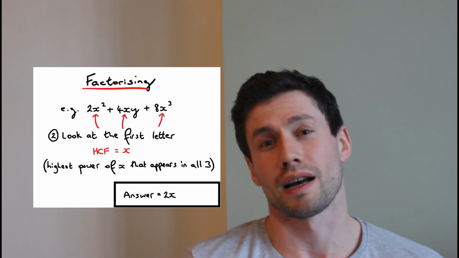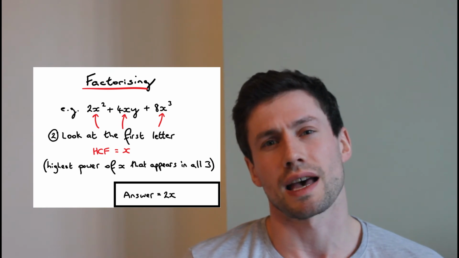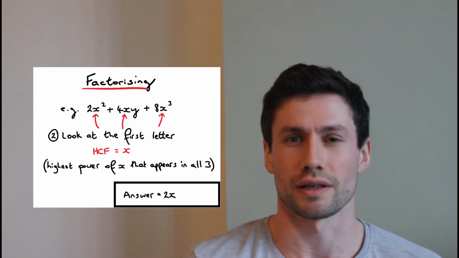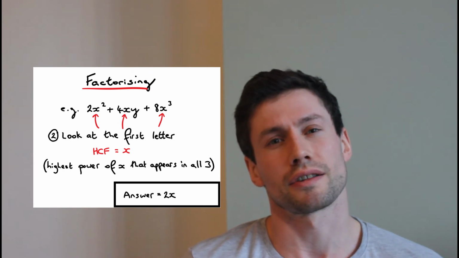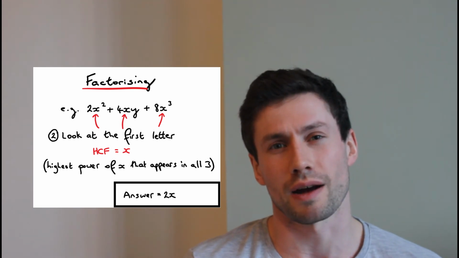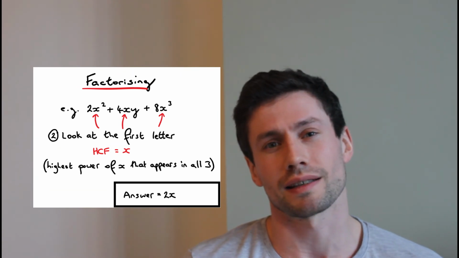I next look at the first letter that comes up in the first term, which is an x, and I look for the highest power of x that is present in every term. In the first term I have x to the power of 2, in the second term I just have x, and in the third term I have x cubed. Therefore the highest power that is present in every term is just x, and I write this down beside my 2.